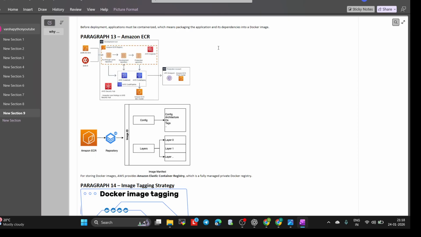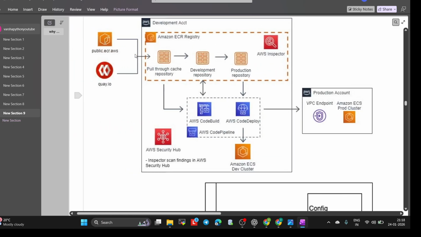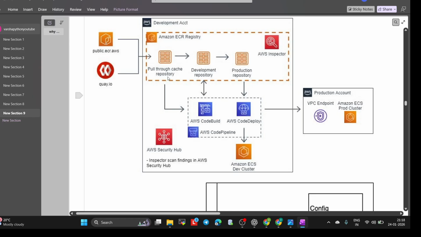So in this diagram, you can see public ECR QA going to Amazon ECR, pull through the cache, development, production, and the AWS Inspector, and CodeBuild, and CodeDeploy with the AWS CodePipeline. But here you can use anything, Bitbucket pipeline, Jenkins pipeline, as per your requirement, and we are finally deploying it to the Amazon ECS Dev Cluster. And this is the Security Hub, and this is the VPC endpoint for the production networking content.